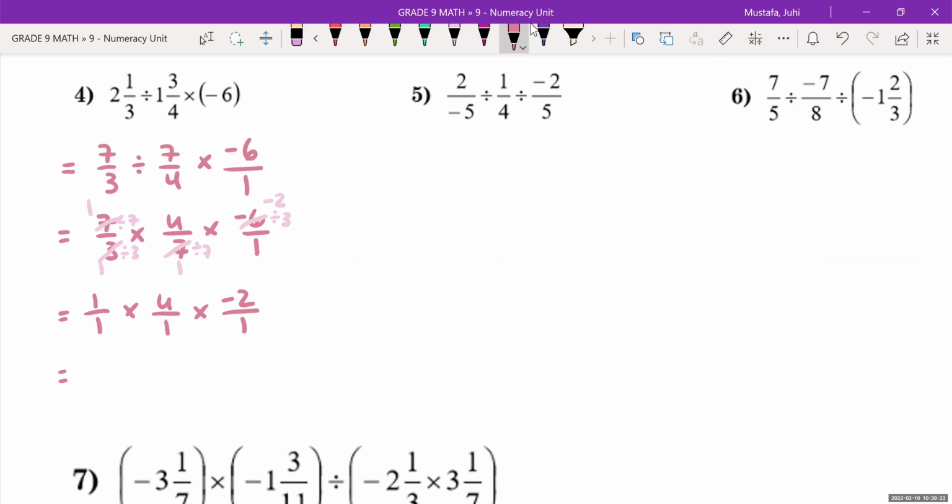What is 1 times 4 times -2? Good, and 1 times 1 times 1? Yeah, do I need to write the 1 at the bottom of the number? No, so actually your final answer can just be -8.